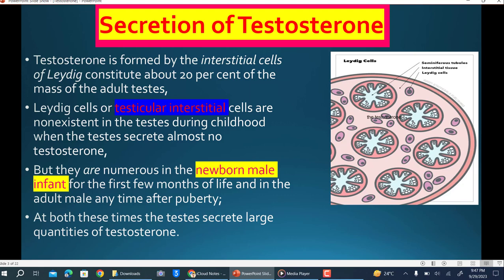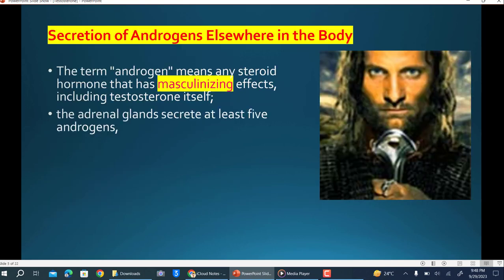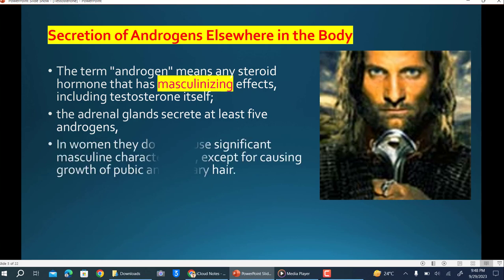Secretion of androgens elsewhere in the body. The term androgen means any steroid hormone that has a masculinizing effect, including testosterone itself. The adrenal glands secrete at least 5 androgens. In women, they don't cause significant masculine characteristics, except for causing growth of pubic and axillary hair.